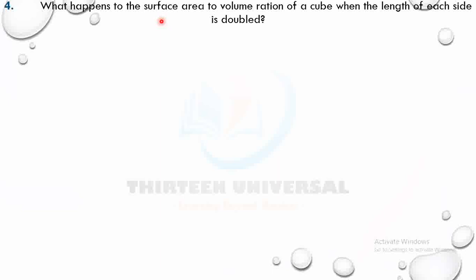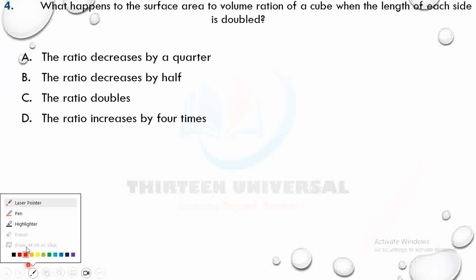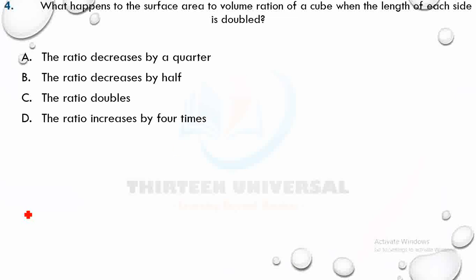What happens to the surface area to volume ratio, this is ratio, not ration, of a cube when the length of each side is doubled? So what happens when the length of each side is doubled? I want you to pause the video, try it first. Don't check the marks, try it first. Remember, this is the principle. Surface area to volume ratio, okay?